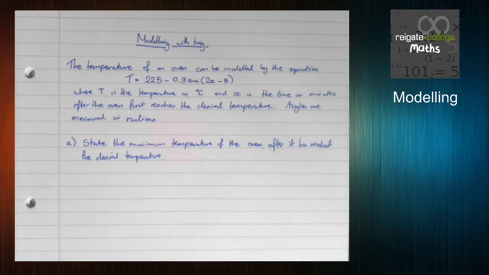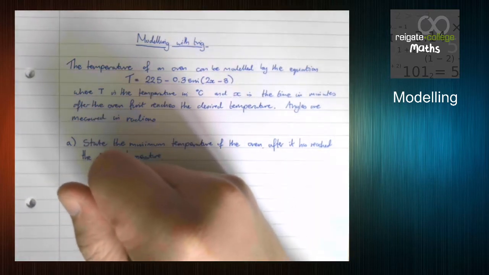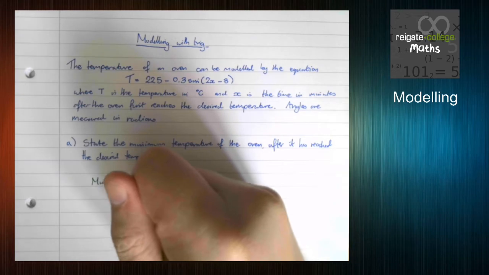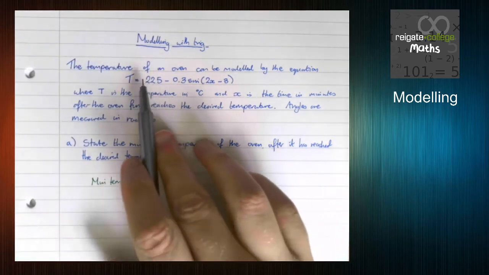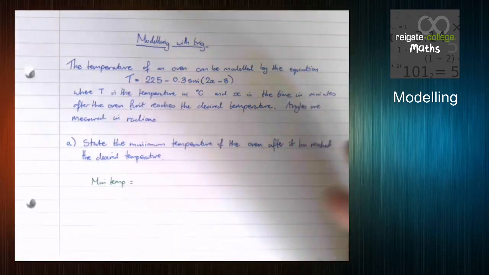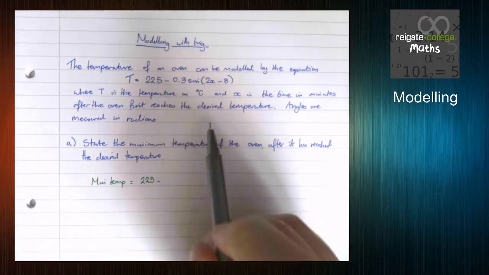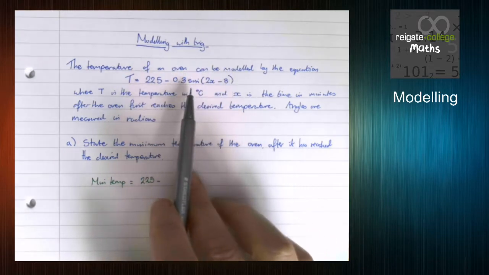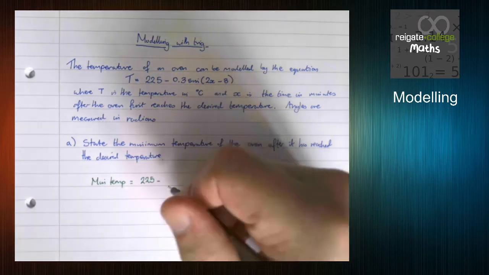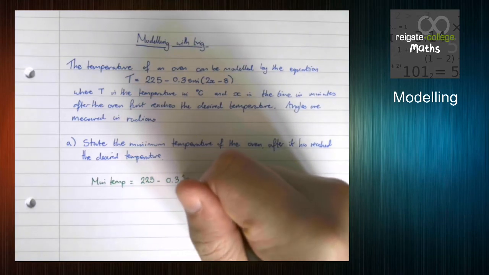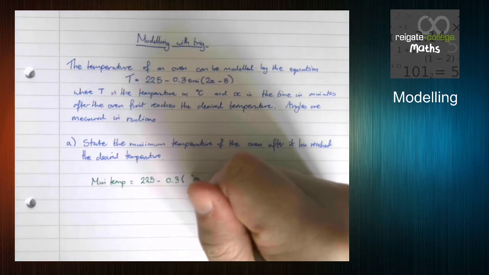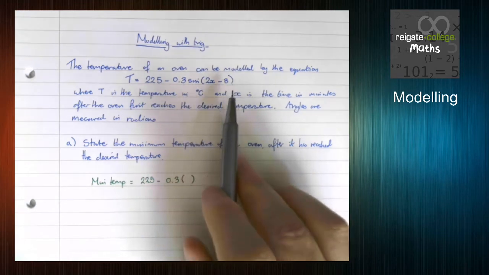So we're going to first of all state, with very little working required, the minimum temperature of the oven after it has reached the desired temperature. So we're using the model. The minimum temperature is going to be 225, that's not changing, that is a constant, minus, but we know that this is the bit that is changing. So the 0.3 doesn't change, but what's the minimum value of this? Well, the minimum value of this is -1.